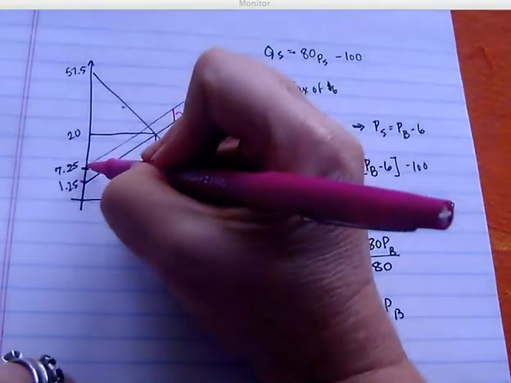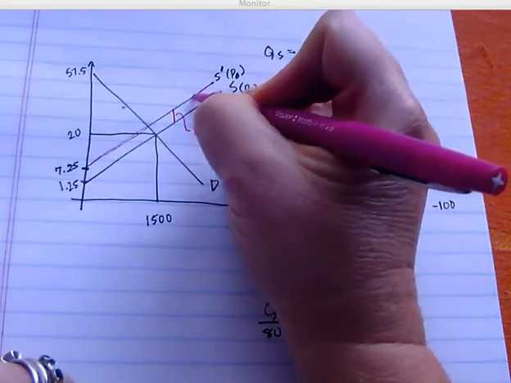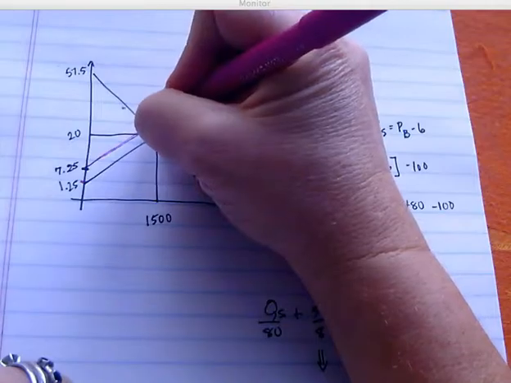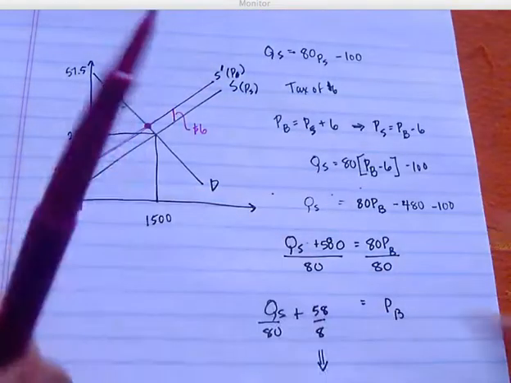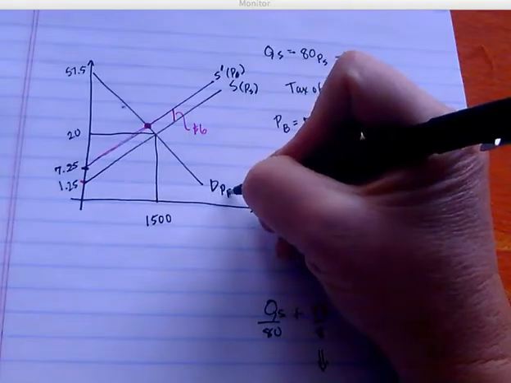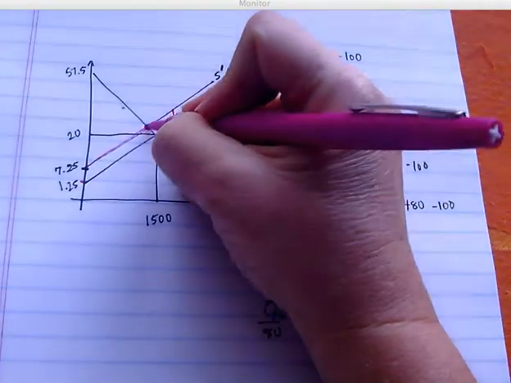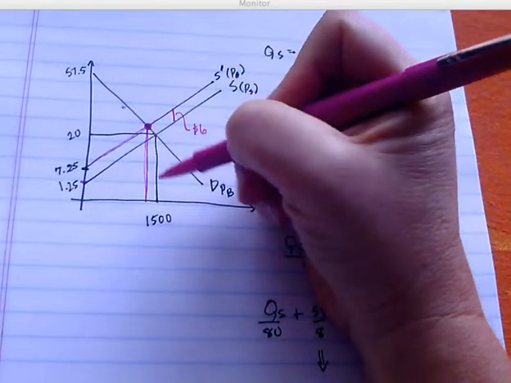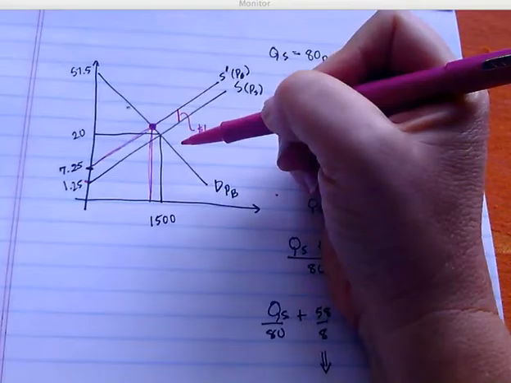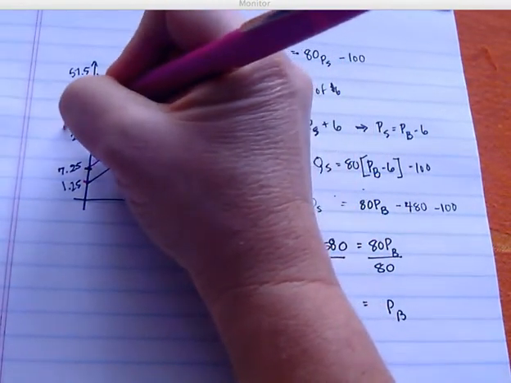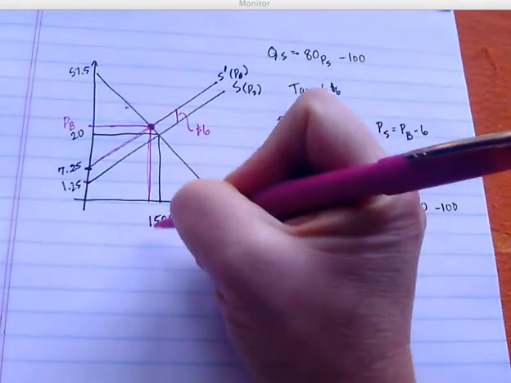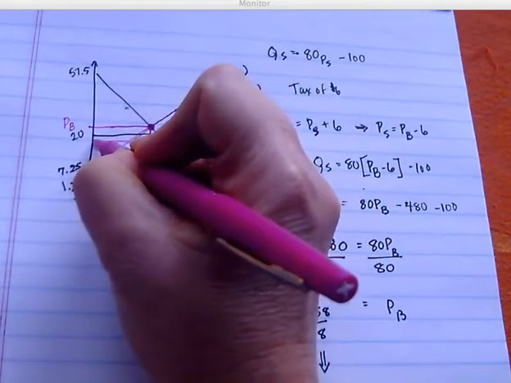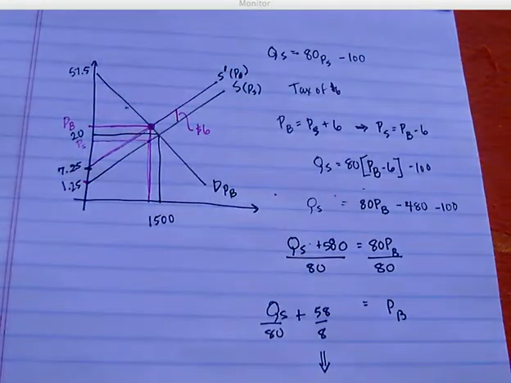And so what we've done is we have just created this shadow supply curve. And what we're looking for is this point here, where the demand curve, which is based on the price to the buyer, and the supply curve translated based on price to the buyer are the same. We want to find that intersection, and that's going to give us the price to the buyer and the total quantity traded, and then we can figure out the price to the seller by just subtracting 6. So that's where we're going with this.